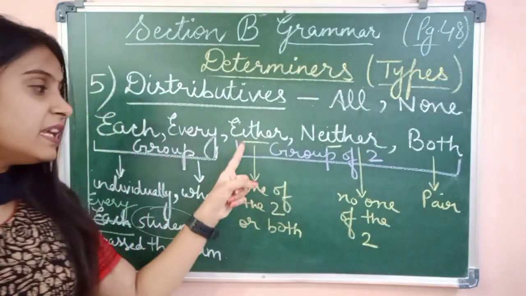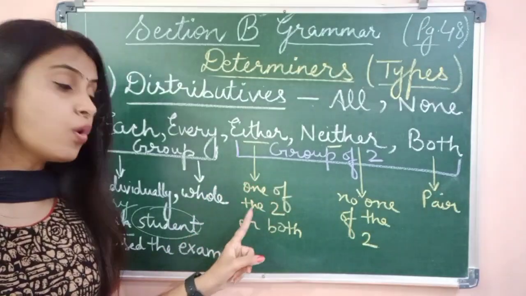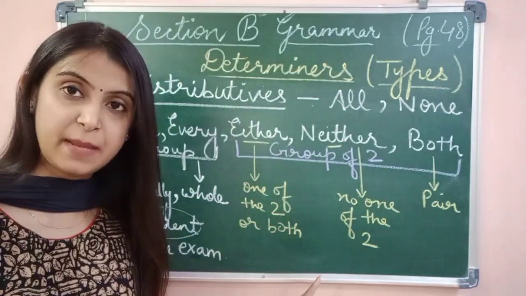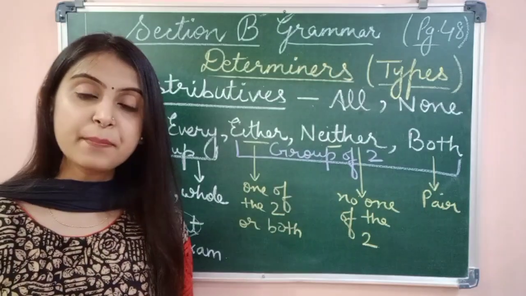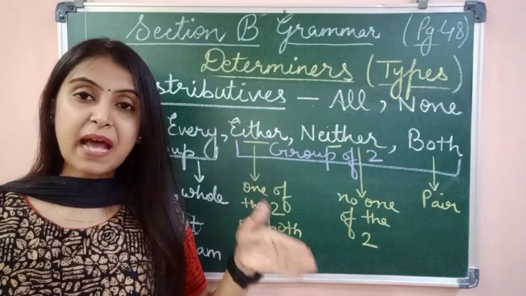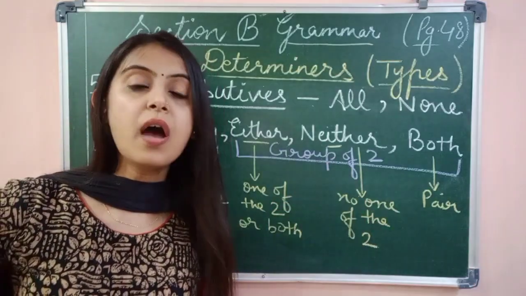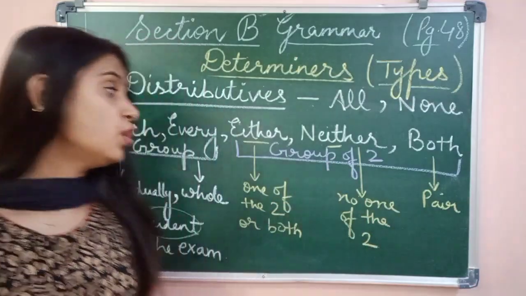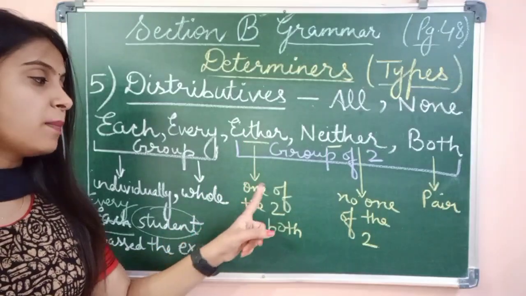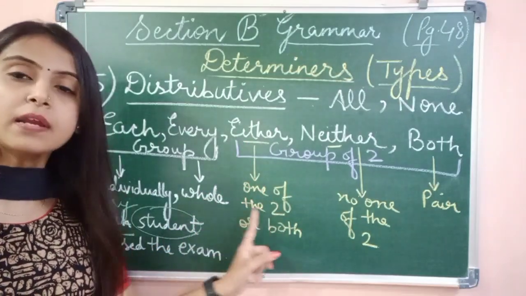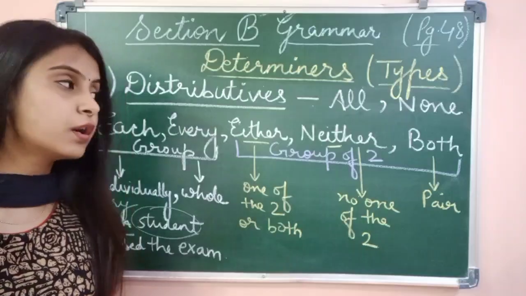So either means one of the two, or both of the two. For example, if I say trees are planted on either side of the road, it means on this side also and the other side also. So either is used to talk about one of the two or both of them in the group.